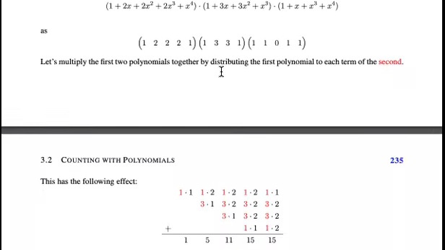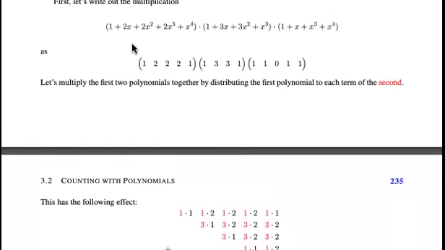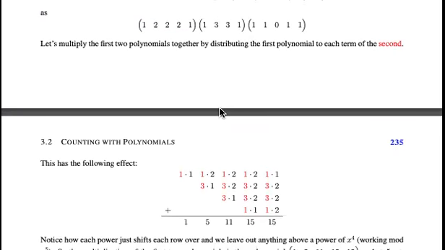Now let's talk about a procedure we can use to make this even faster. Notice how I'm writing out the coefficients of this polynomial, the coefficients of this polynomial, and the coefficients of this polynomial. Then let's think about multiplying the first two polynomials together. What's going to happen? Well, I have a little tabulation here, and let's talk about how this would work. This is a tabulation for multiplying this guy times this guy.